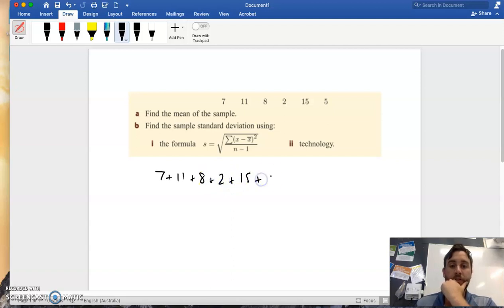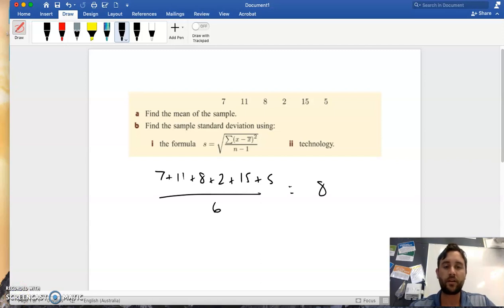Okay, so I'm just going to do that quickly. Divide by, we've got 1, 2, 3, 4, 5, 6 data values, and that's going to equal 8. As you can see there, I've just done that on my calculator. It equals 8. There is another way to work out the mean of a sample other than just doing it by hand, so I'm just going to show you that quickly as well.